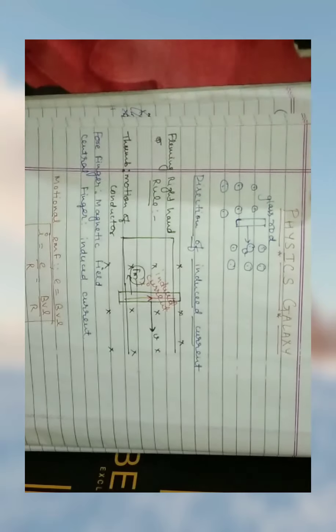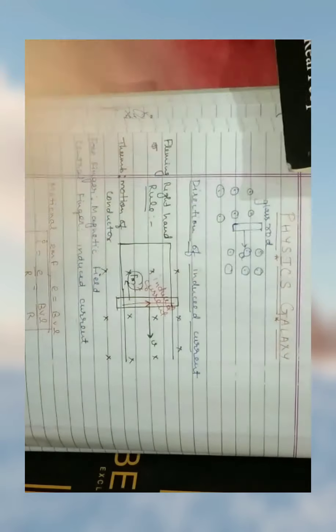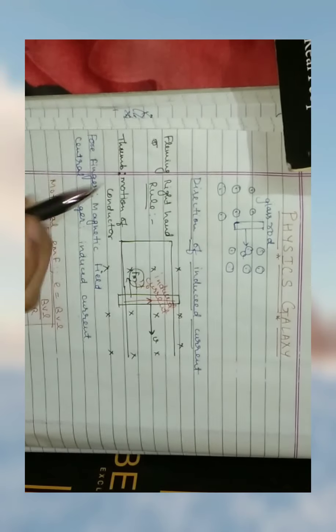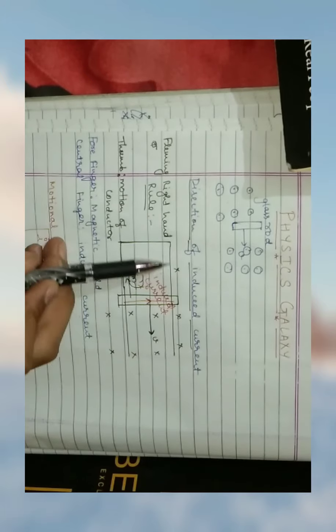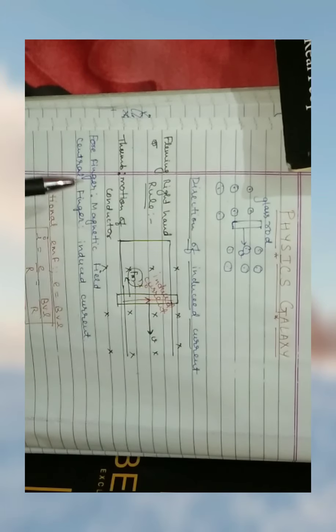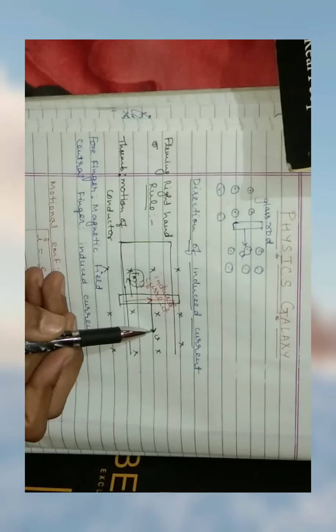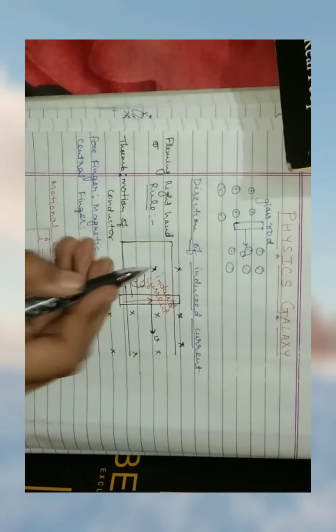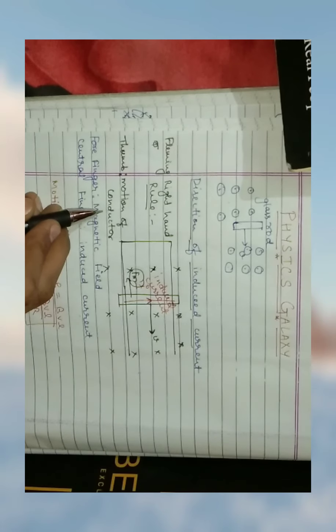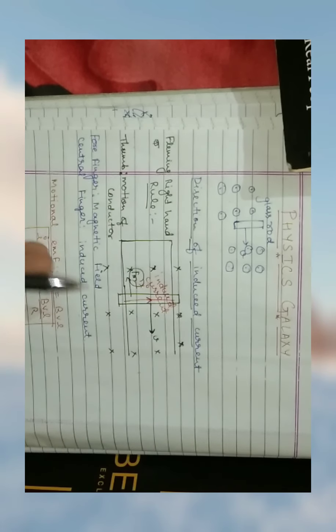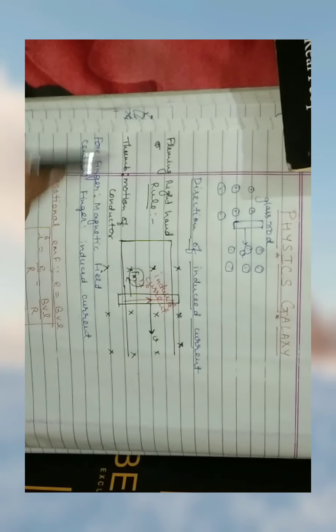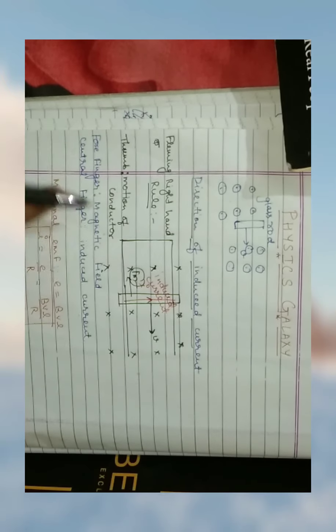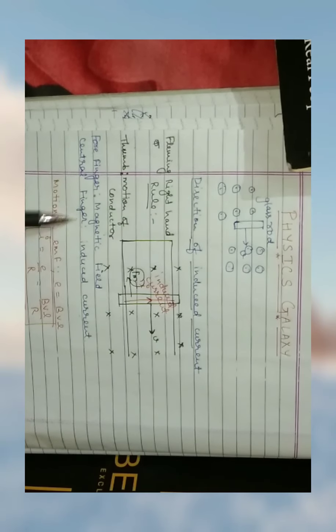Let's start. Let's make this arrangement. This is our wire. It is moving with velocity v, and these crosses show the direction of the magnetic field, which is in the downward direction. Now, Fleming's right hand rule. What does Fleming's right hand rule say? The thumb shows the motion of the conductor, the forefinger shows the magnetic field, and the central finger shows the induced current.